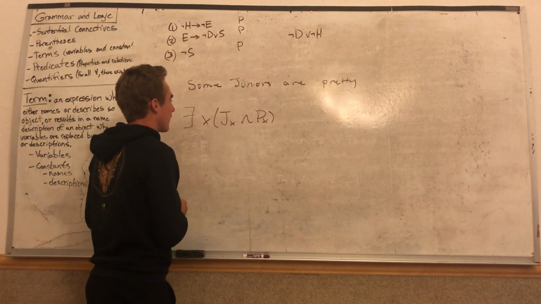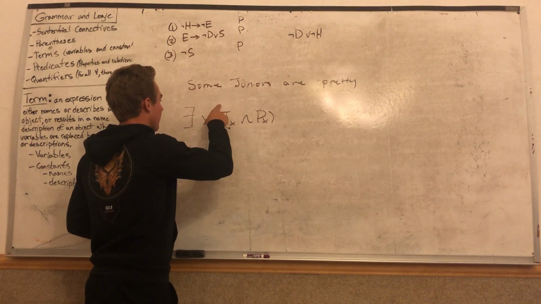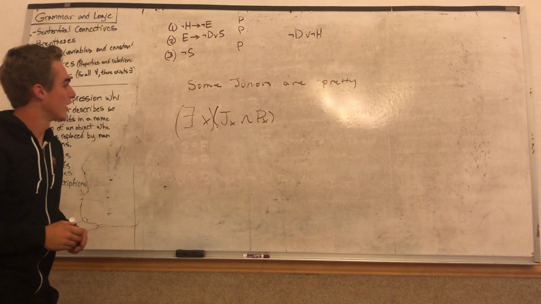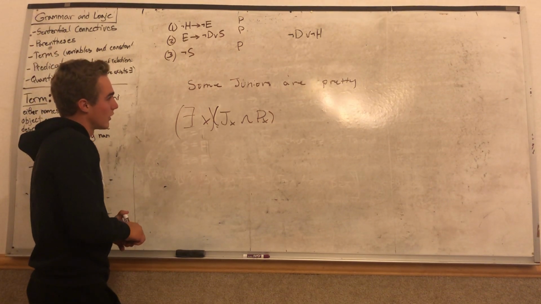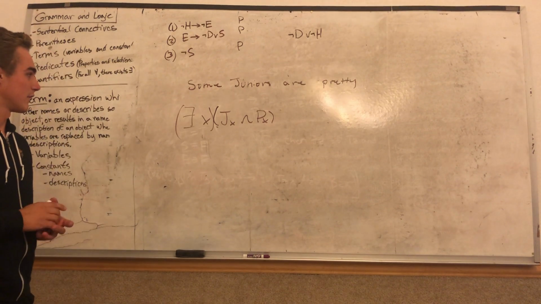Put your parentheses around there exists X. There you go. There exists X such that X is a junior and X is pretty. Some juniors are pretty.